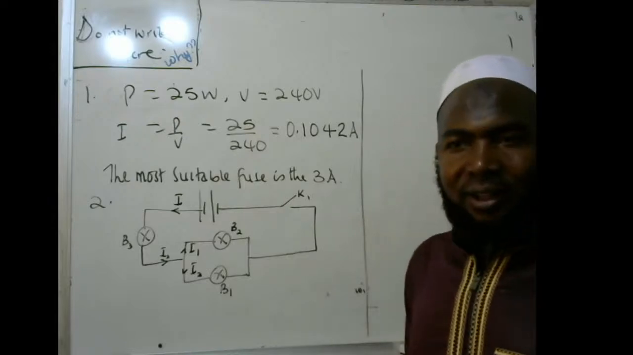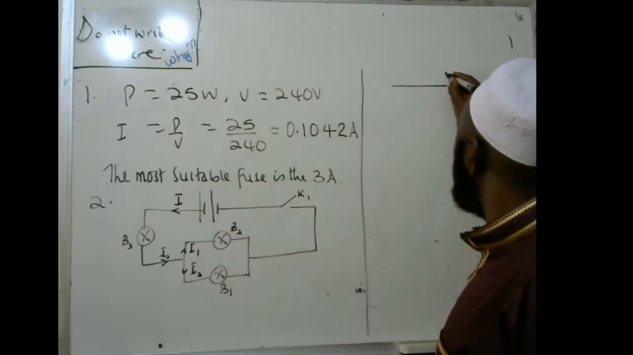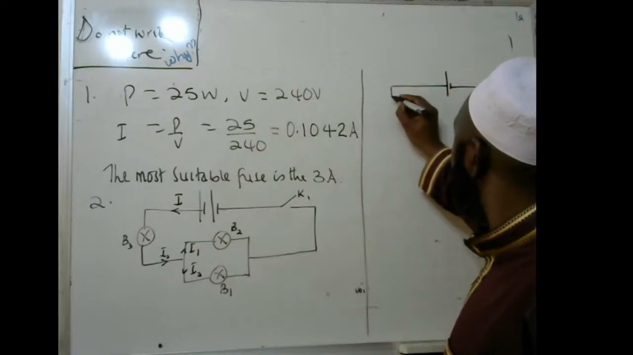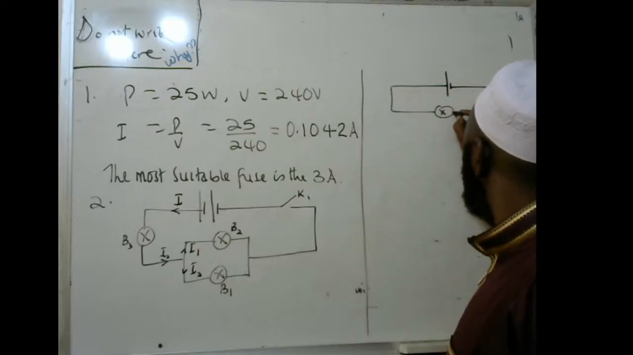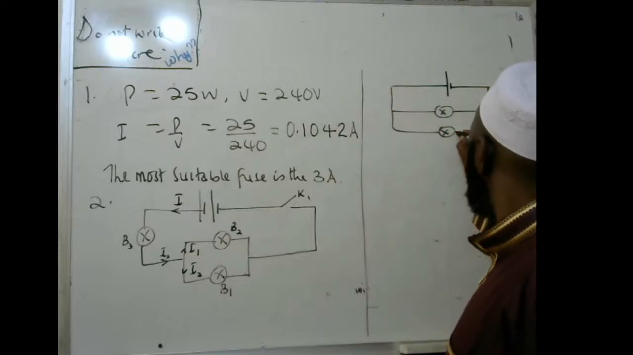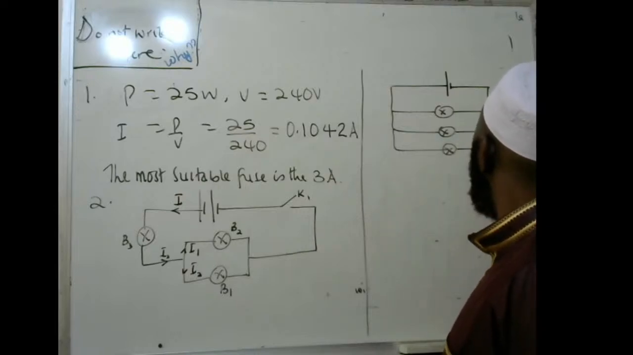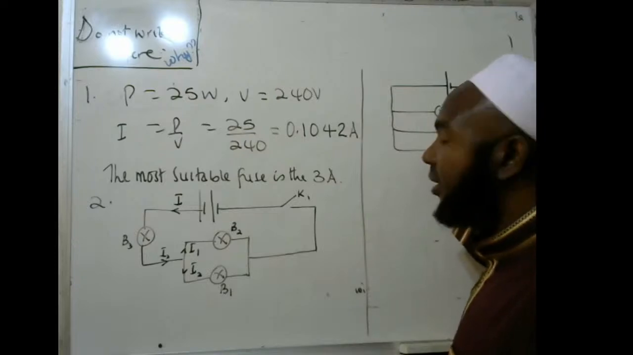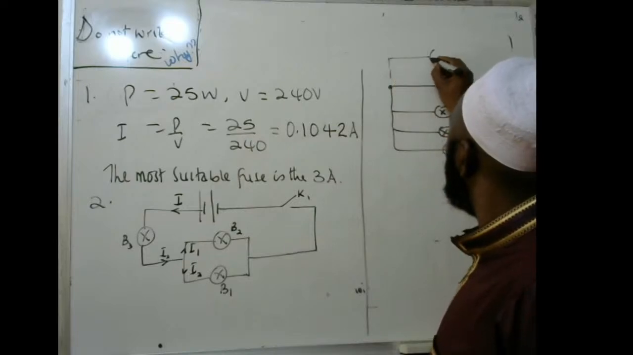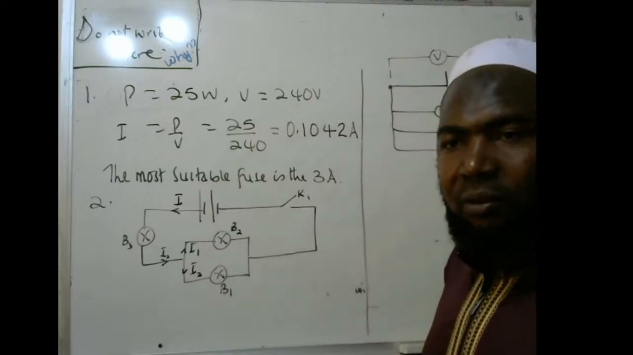For me, I thought in parallel. Because if this is the supply, and you connect bulb 1, another bulb 2, another bulb 3, even if the bulbs have different resistance, they'll have a common PD. The supply voltage is being used by all the bulbs.